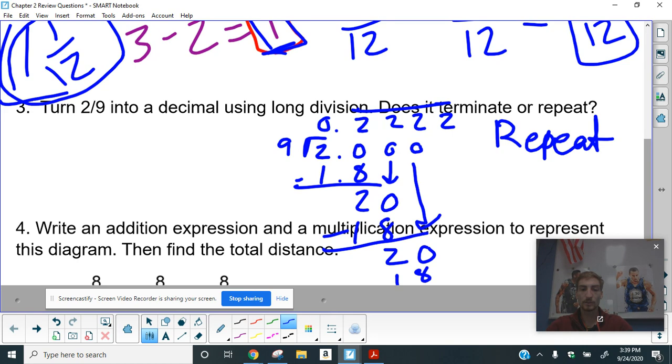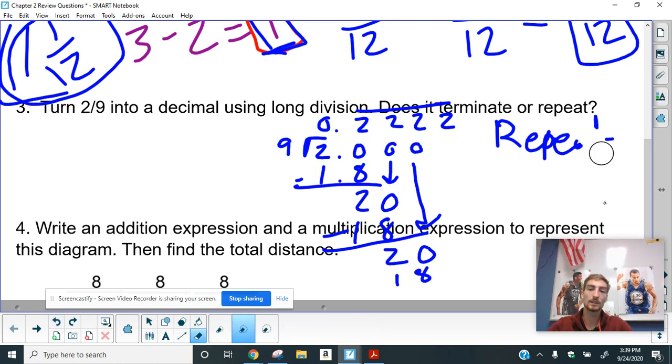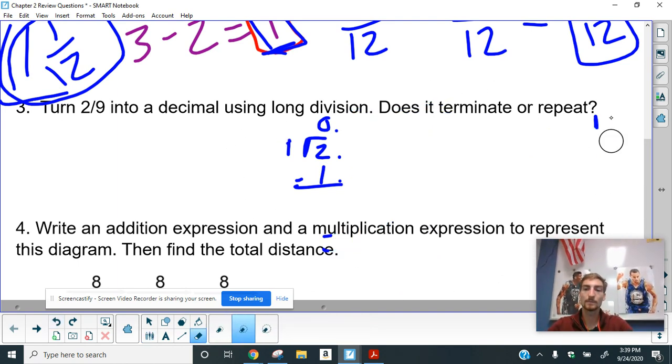Write an addition expression. Let me see if I can pull this down and extend the page. Is it not going to let me? Well, it says write an addition expression and multiplication expression to represent this diagram. So I'm going to go ahead and get rid of this fun stuff up here. I'll make it a little bit easier.